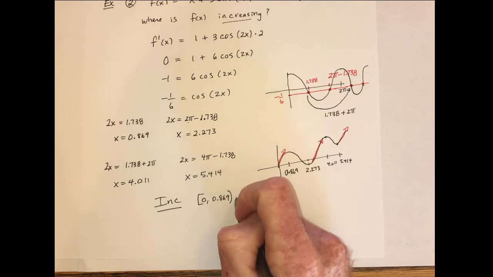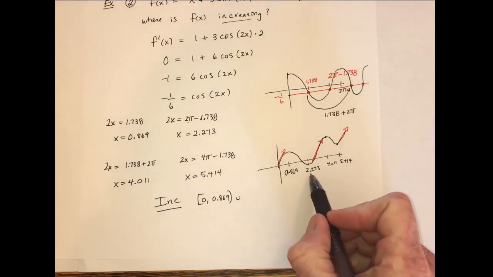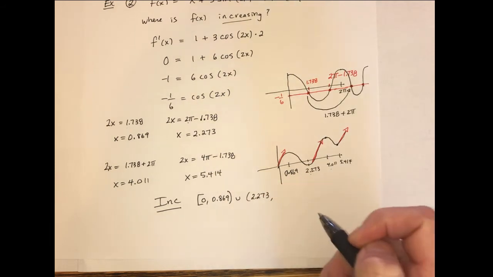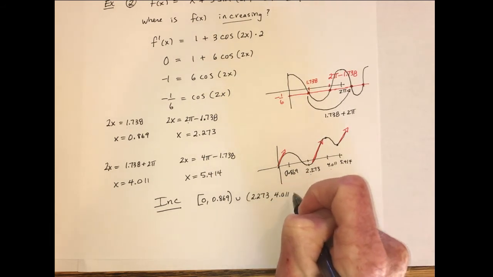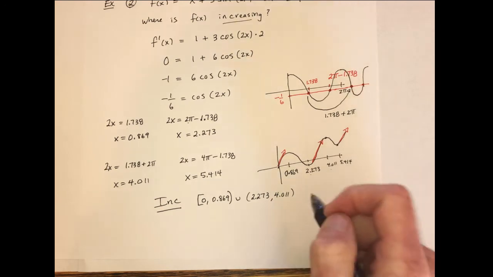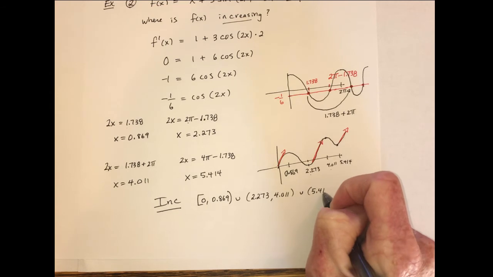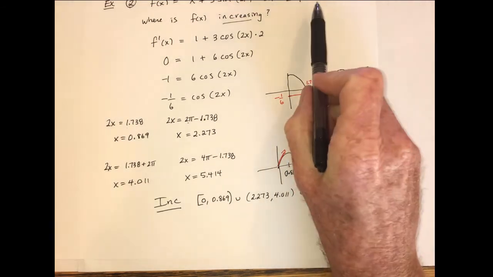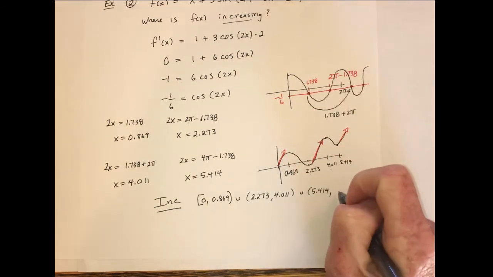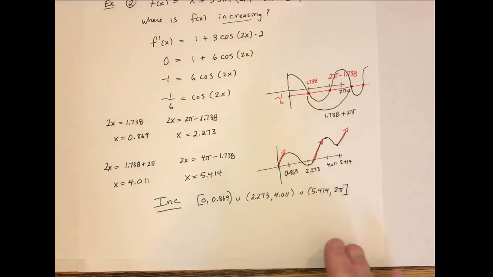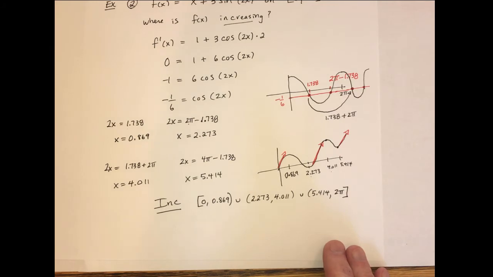Okay, then the next one that's increasing, so that's from this one to this one, 2.273 to 4.011. And then the last interval would go from 5.414, and then the very end of the interval is 2 pi. And that should be 2 pi with a square bracket. So that is where it's increasing. Okay.